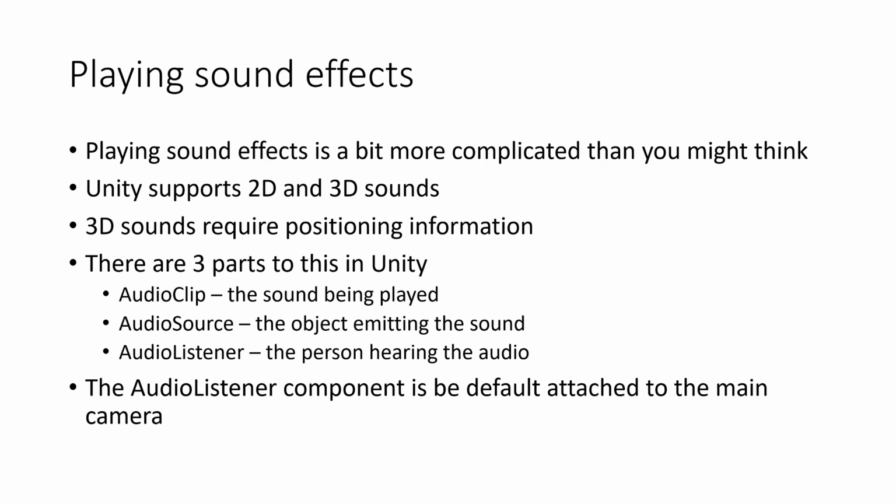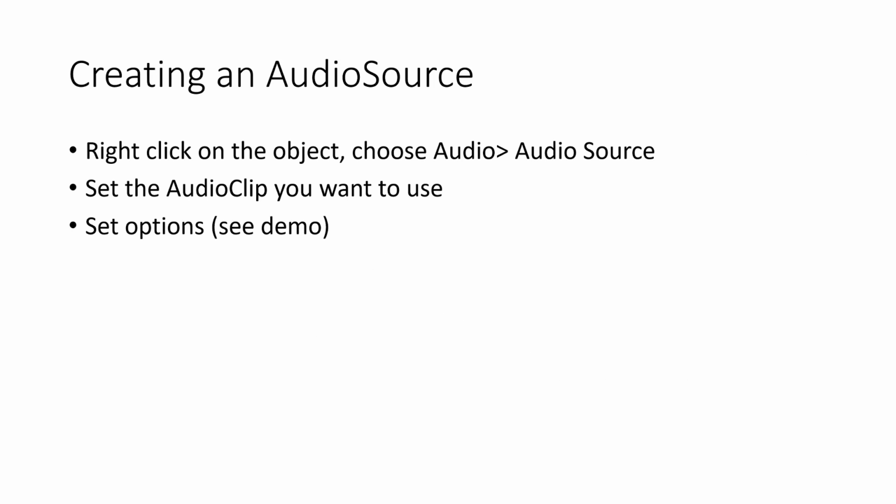What you really have to look at is the audio clips, which you've already talked about importing, and the audio source, which is the object that emits the sound. Creating an audio source is pretty straightforward. All we have to do is click on the object in the inspector and click Add Component, and we add an audio source, and then we set the audio clip that we want to use.